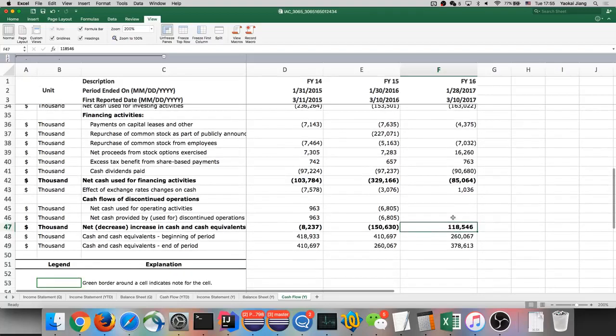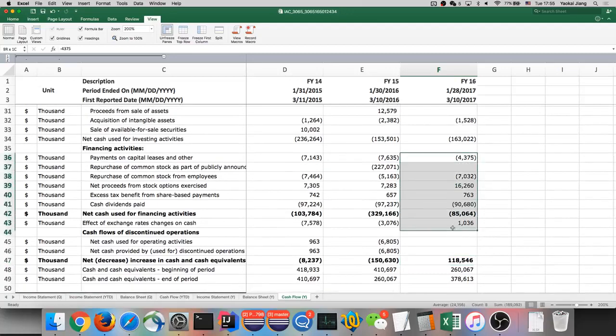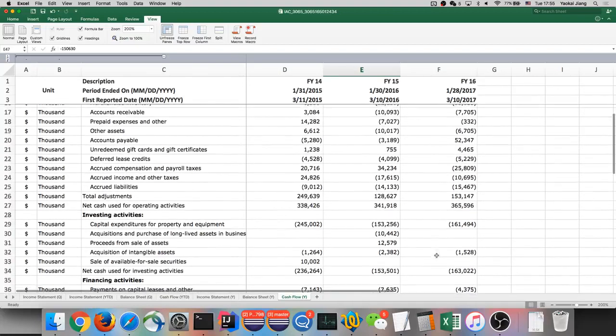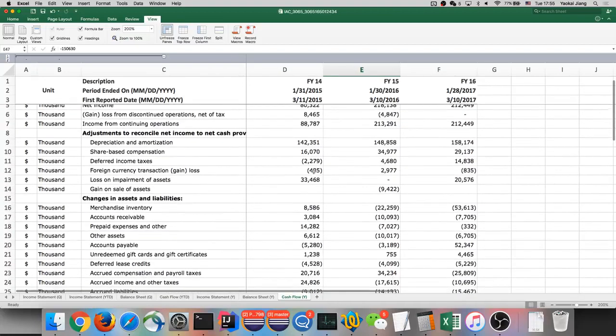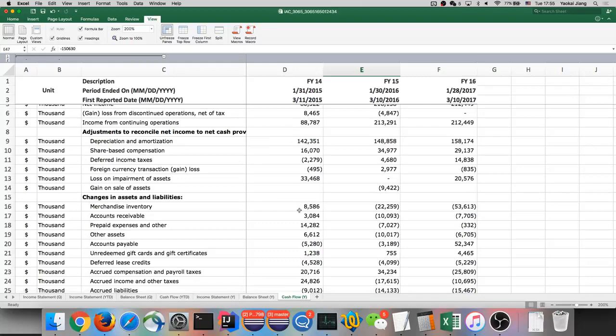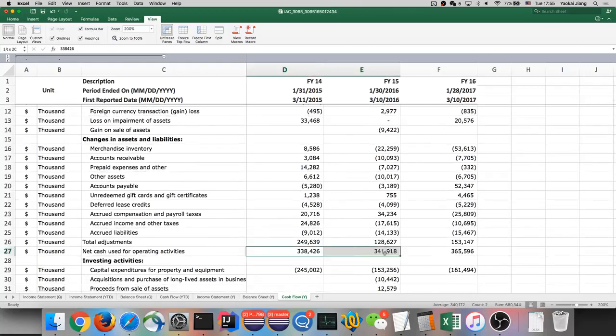Is that a good thing? You don't really care, because very likely this is impacted by the financing activities. You can see the financing net cash is very, very negative for 2015, which explains the very, very negative net cash flow. Right? So the most important thing in this one is net cash for continuing operations, the operating activities. So how much cash did you generate from the business that you're actually running? That's the most important thing.